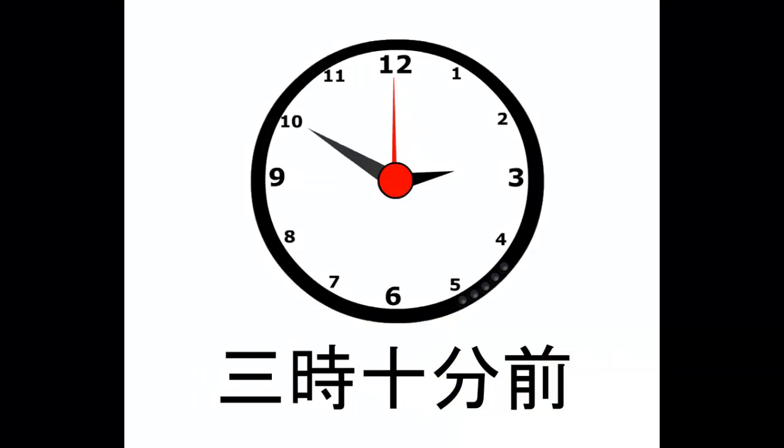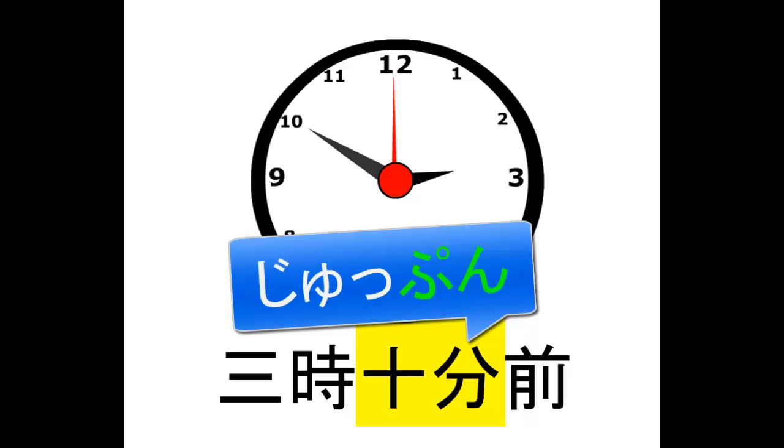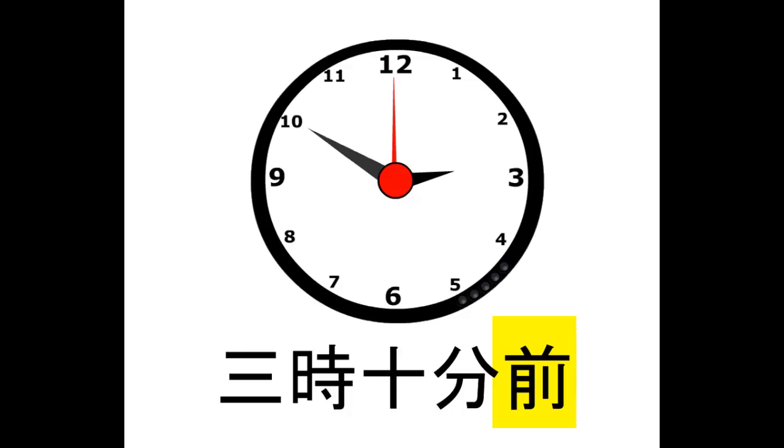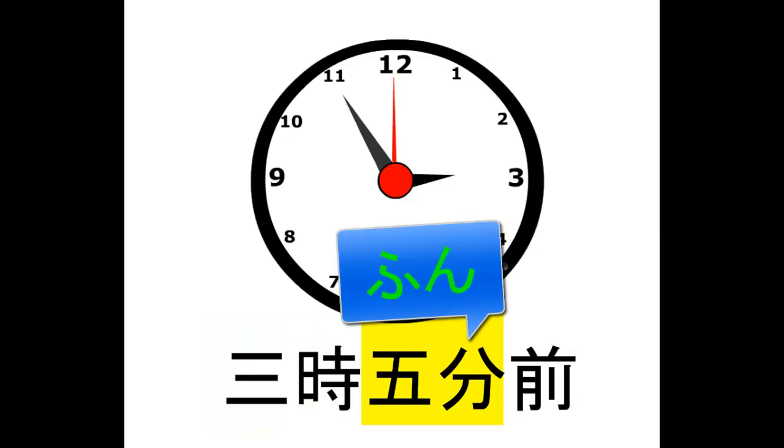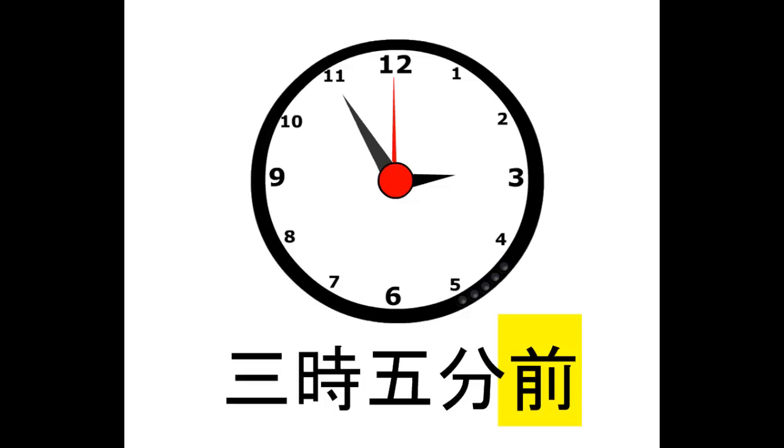10 to 3 would be, of course, sanji. Now we have to use the pronunciation of minute which goes with tens and multiples of tens, and that would be 10分前, in front of or before. Sanji, 10分前, 10 to 3. 5 to 3 would be sanji, 3 o'clock, 5分. Remember, multiples of 5, you pronounce the minute as fun, 5分前. 5 minutes to 3. Sanji, 5分前. 3 o'clock, 5 minutes before.